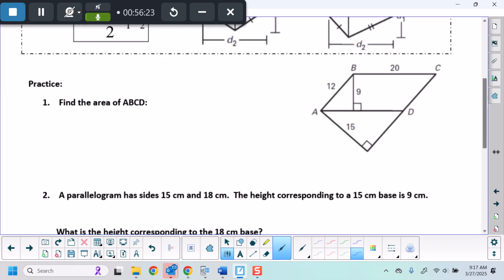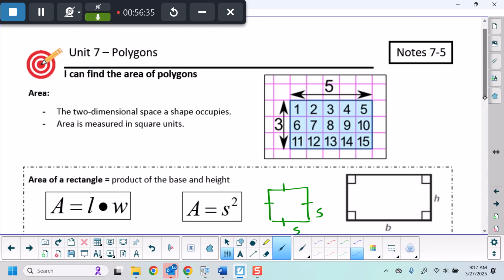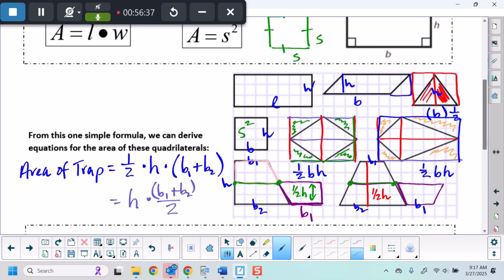Off you go. Wait, isn't the area of the rhombus and the kite formula the same as the triangle? Because it's just 1/2 base times height. Yes, 1/2 base times height. But we're going to call it the product of the diagonals because the diagonals are the base times the height. Okay. Make sense? All right.